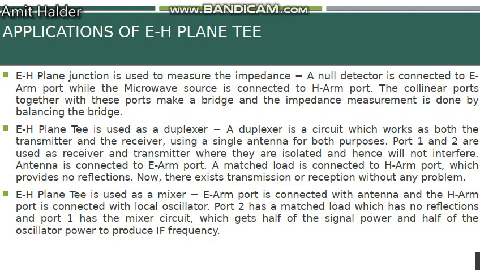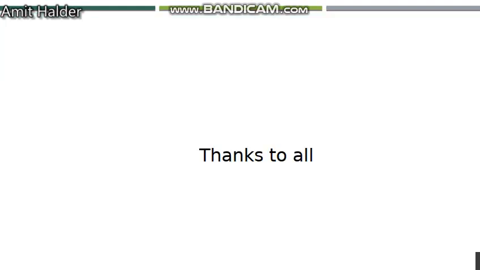The H plane T is also used as a mixer. The E arm port is connected with the antenna and the H arm port is connected with the local oscillator. Port 2 has a matched load which has no reflections, and port 1 has the mixer circuit which gets half of the signal power and half of the oscillator power to produce the IF frequency, that means intermediate frequency.